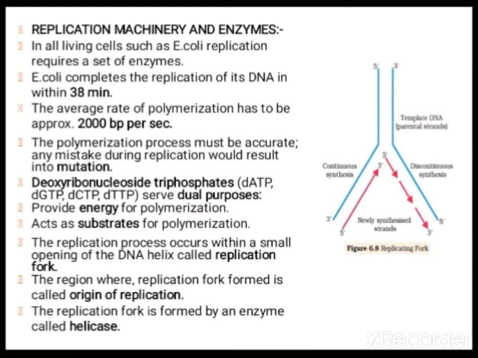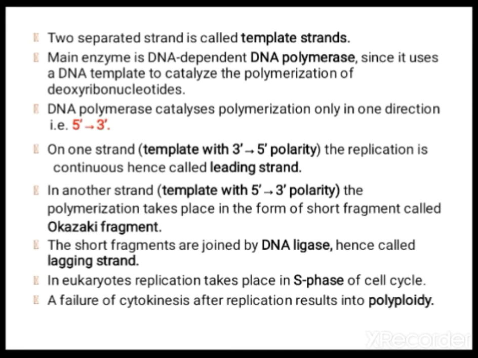Here you can see it has been given in two colors for identification. One strand you can see in blue, and this side also blue. These blue colored strands are the old strands, that you call template strands. The pink or red colored strands are newly formed strands. One side they have written as continuous synthesis, the other side as discontinuous synthesis. One thing you have to remember: the newly formed DNA strand is always from 5' to 3' direction. It is catalyzed by the enzyme called DNA polymerase.